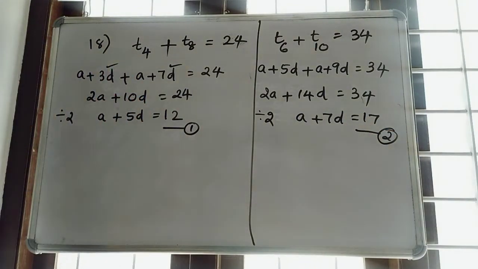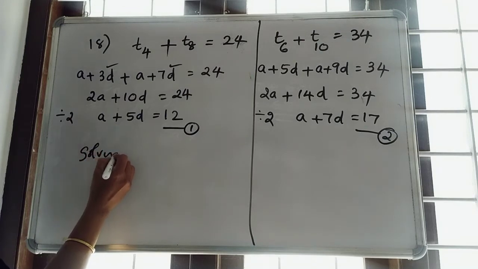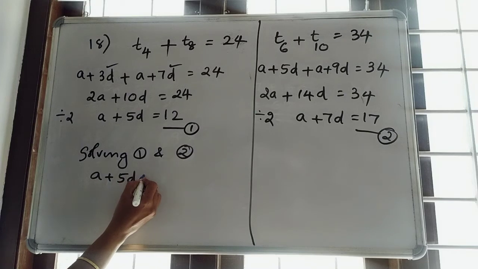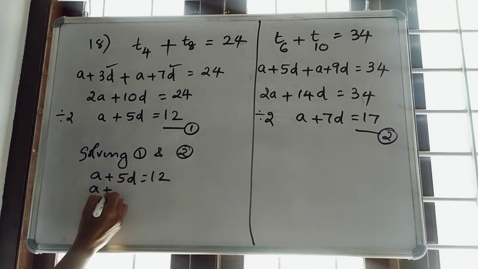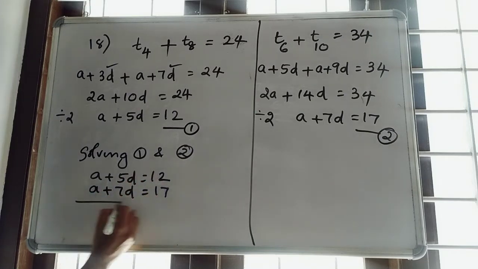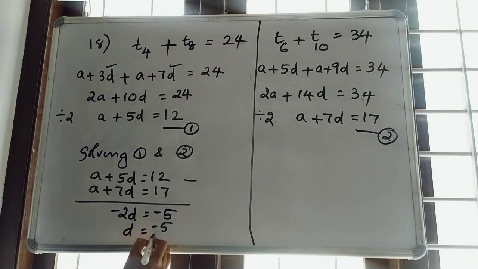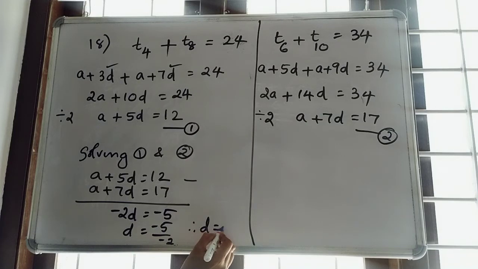Solving 1 and 2: A plus 5d is equal to 12 and A plus 7d is equal to 17. Subtract. A minus A is 0. 5d minus 7d is negative 2d, equal to 12 minus 17, which is negative 5. So d is equal to negative 5 by negative 2. Negative divided by negative is positive, so d is equal to 5 by 2.